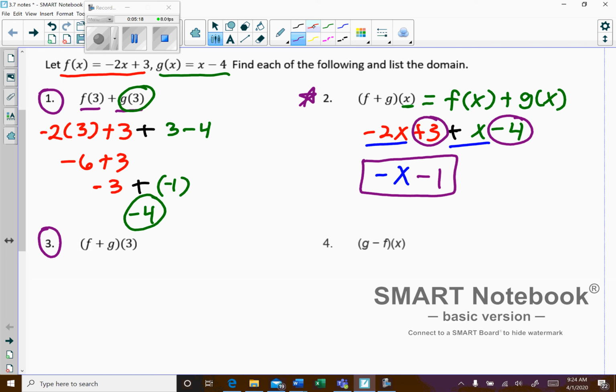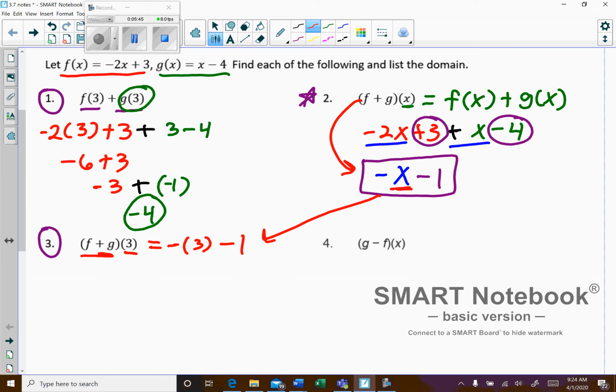So what I'm doing here is, I know what f plus g of x is. That's what this is. Now, with function notation, it's telling me to plug in 3. So I'm going to plug in a 3 right there where I have x. So I'm going to have negative, and I plug in a 3 right there, and then I have minus 1. That's what f plus g of x is.